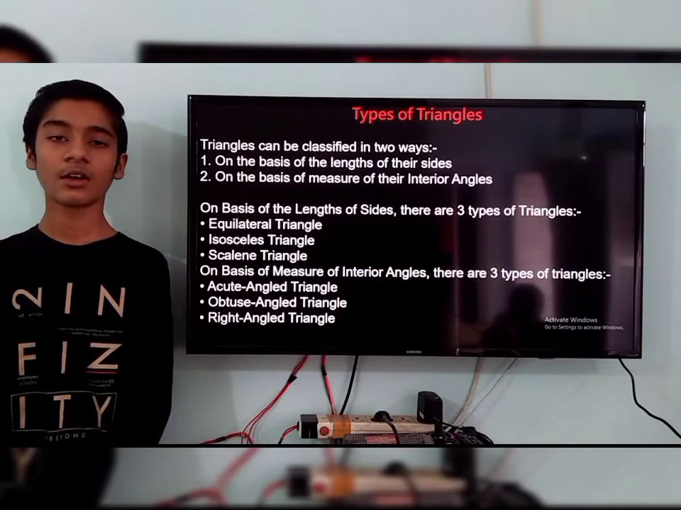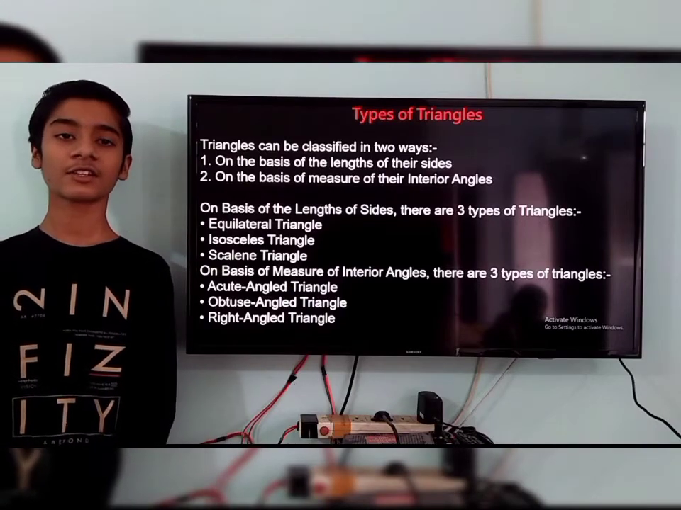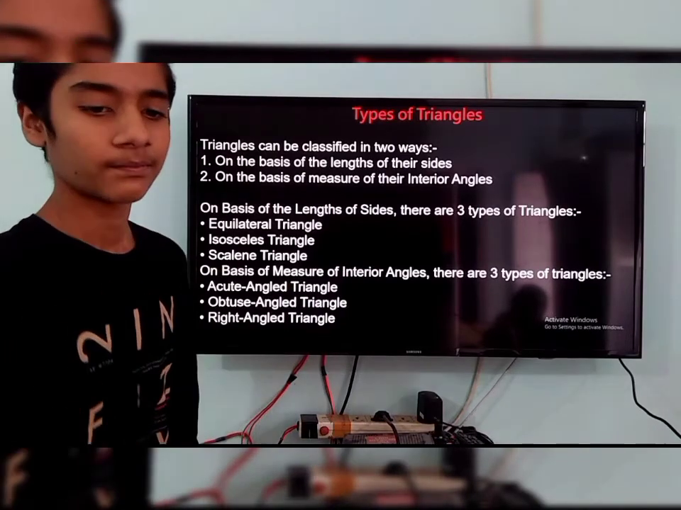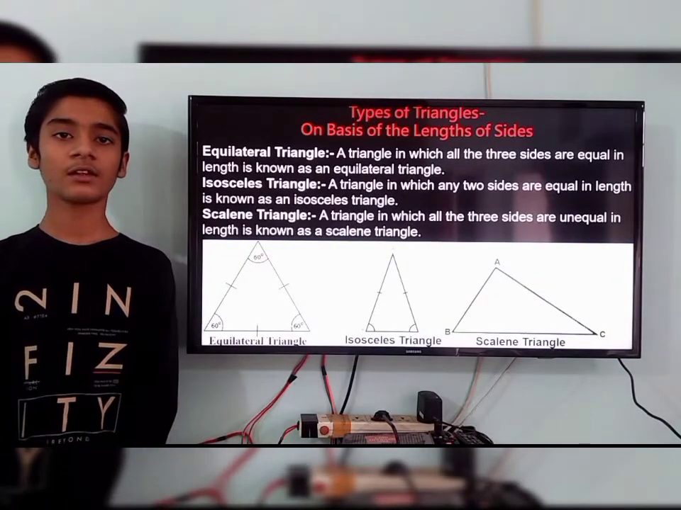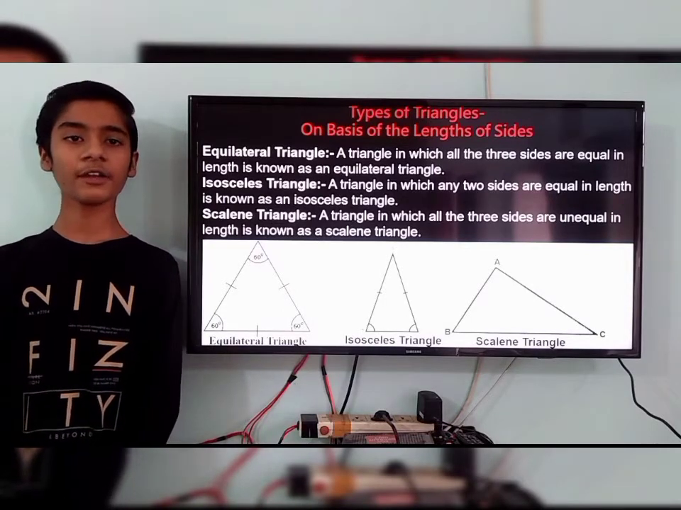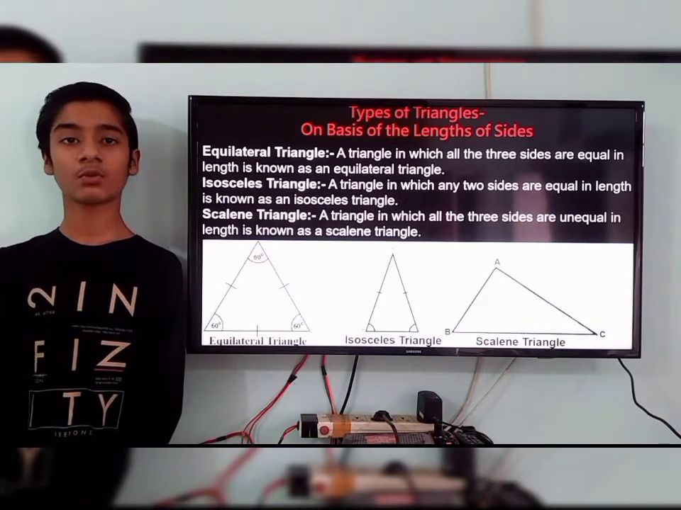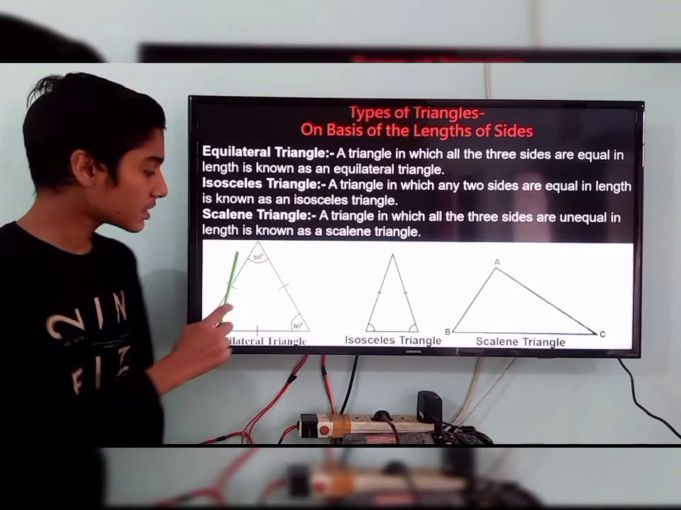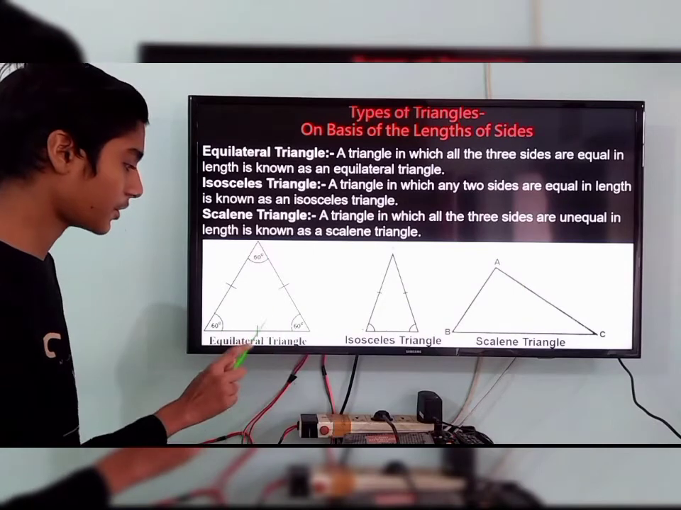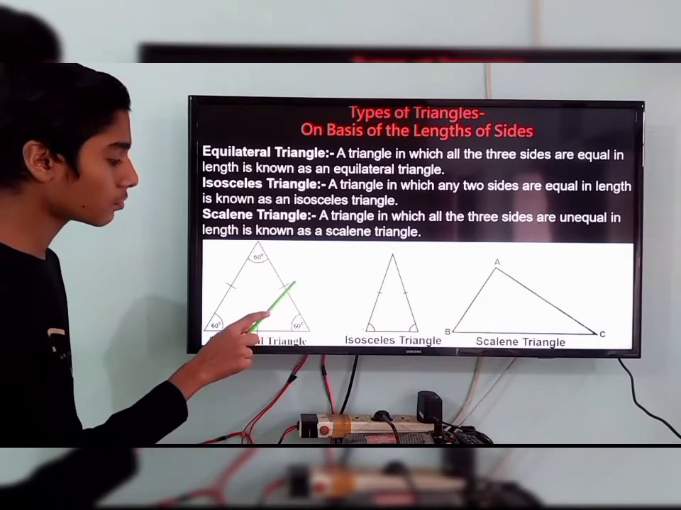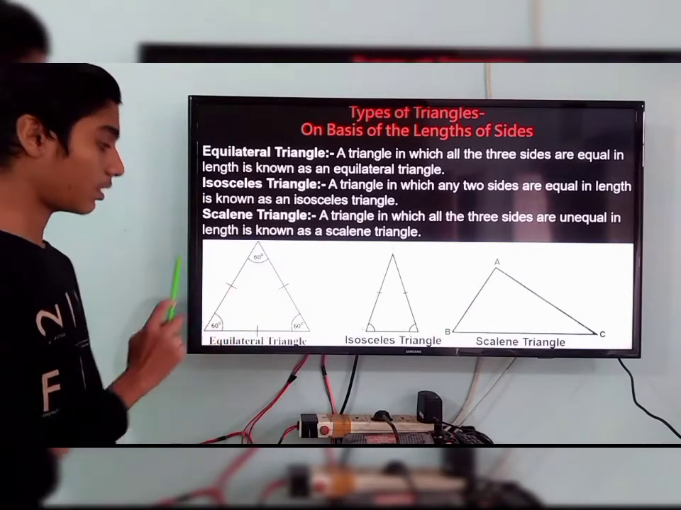Now let's discuss the types of triangle on the basis of the length of their sides in detail. The first triangle is the equilateral triangle. A triangle in which all three sides are equal in length is known as an equilateral triangle. Now, this is the figure of an equilateral triangle. Here all three angles are 60 degrees, and this is the sign used to represent that the sides are equal. All three sides are equal.